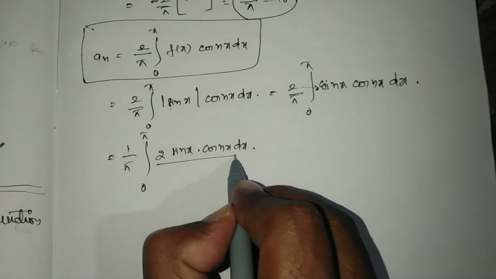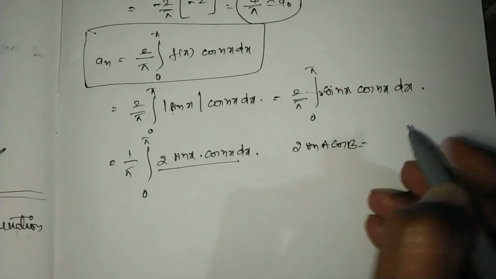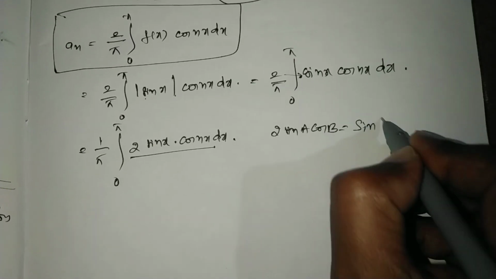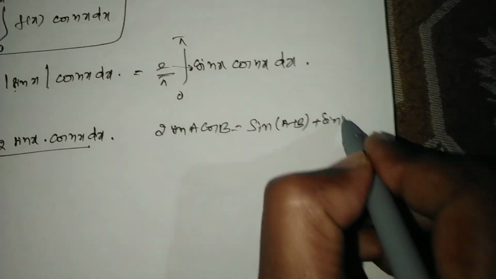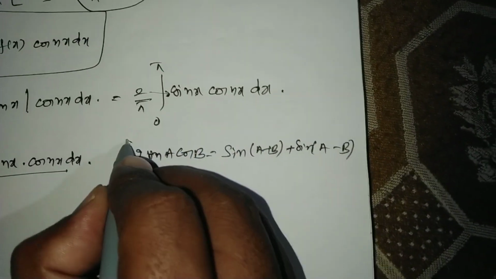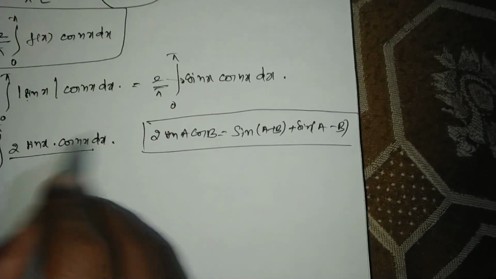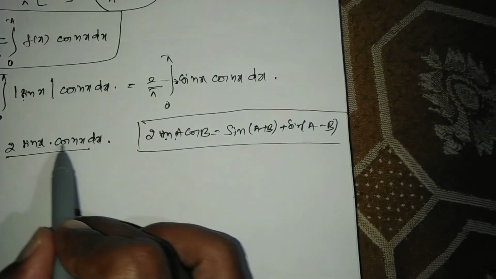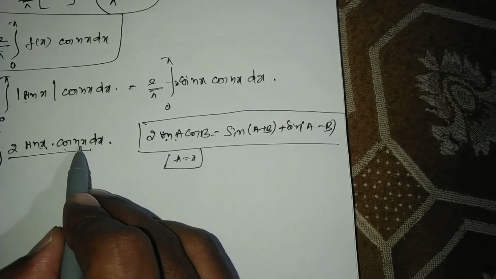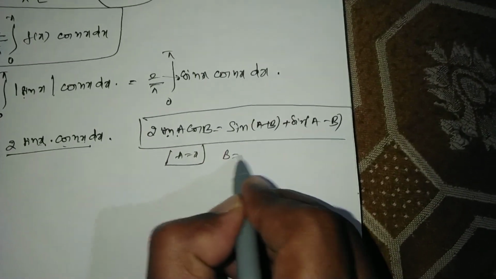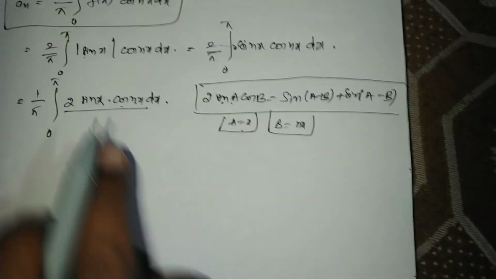Observe this integrand. 2 sin A cos B is equal to sin of A plus B plus sin of A minus B. So if we compare these two, here is 2, here also 2, here is sine, here also sine, here is A, here is x. So A is equal to x. And next cos, here is nx, but here is B. So B is equal to nx. So substitute A is equal to x and B is equal to nx in the formula.